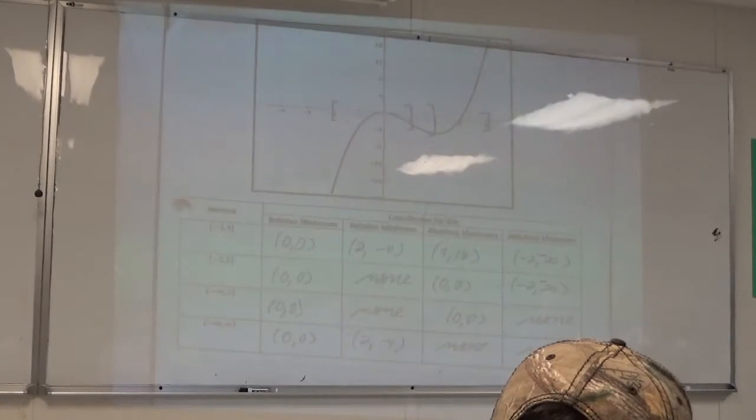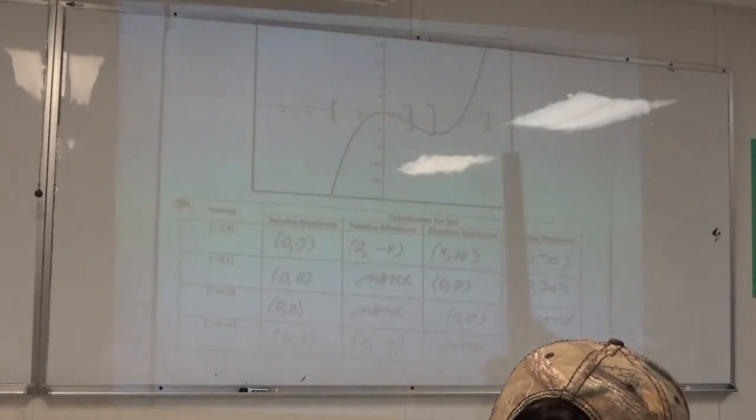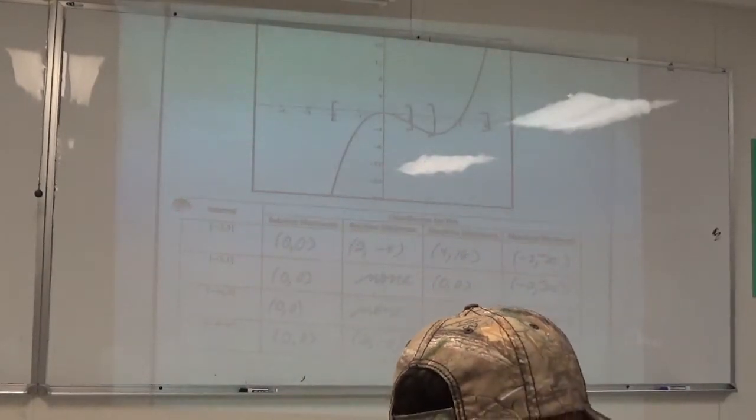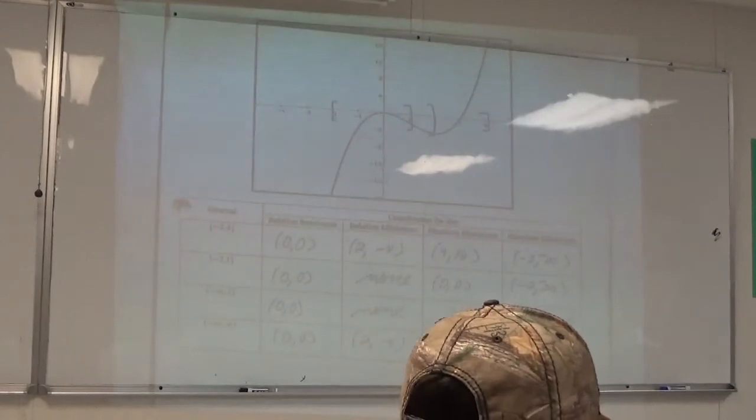And if you made it to the last row, if you go all the way from -infinity to infinity, you want to make sure you get these written down. You have a relative max at 0, 0. You have a relative min at 2, -4. You have no absolute max. You have no absolute min.